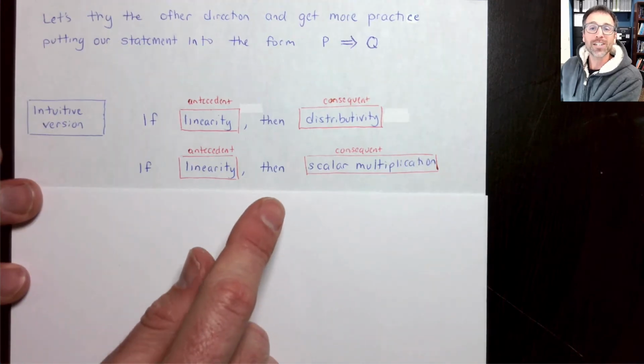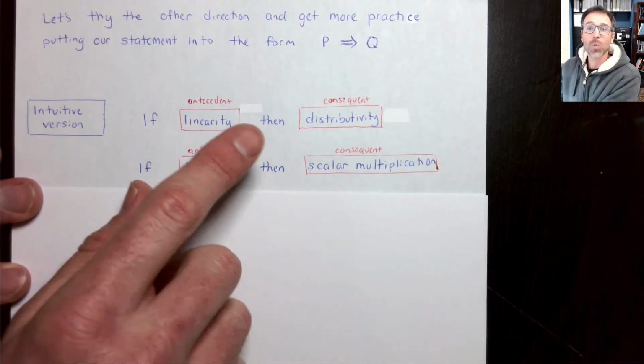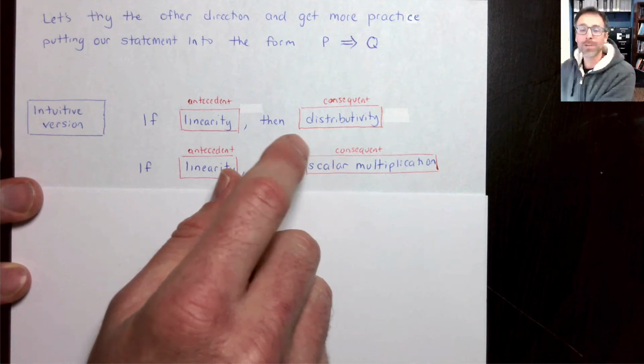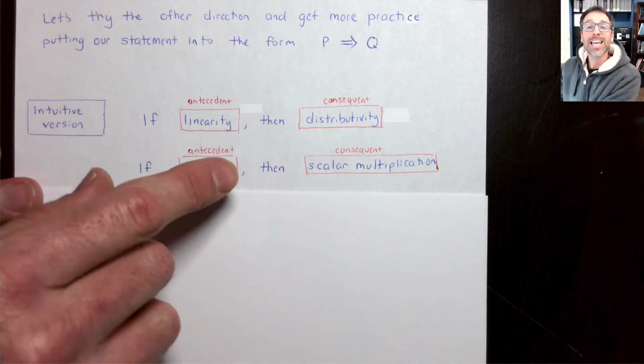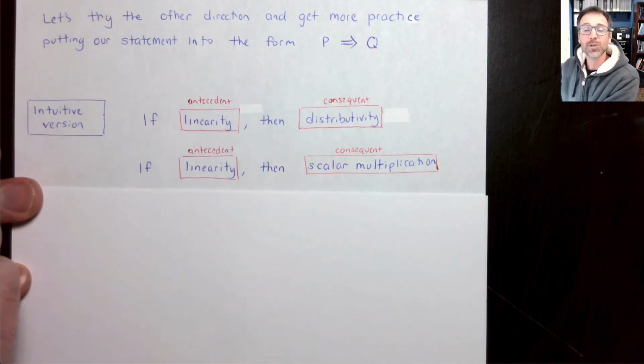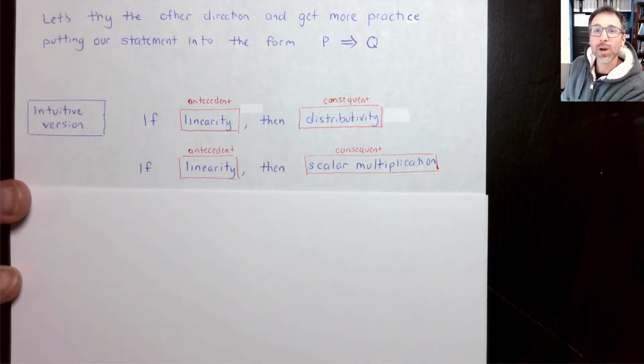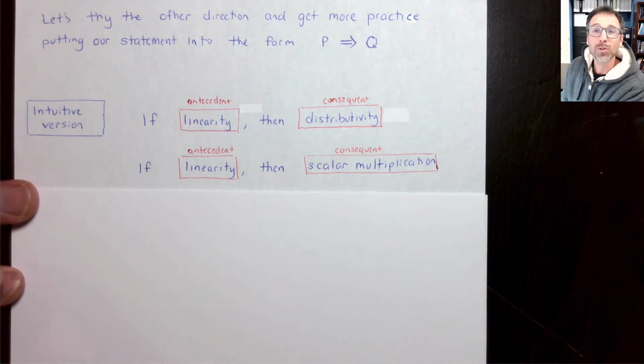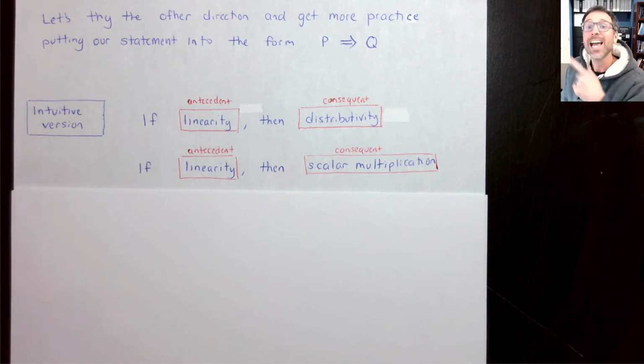Let's try the other direction to get more practice. In other words, we've just shown that distributivity and scalar multiplication give linearity. Can we show that linearity implies distributivity and linearity implies scalar multiplication? This would be a great place to pause this video and try for yourself. I'm going to actually walk you through that. So go ahead and pause, give it a try, and then we'll do it together.